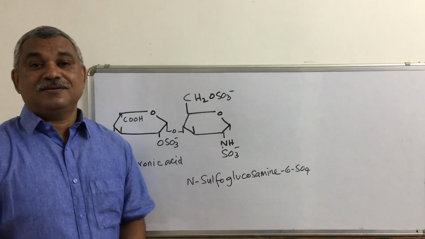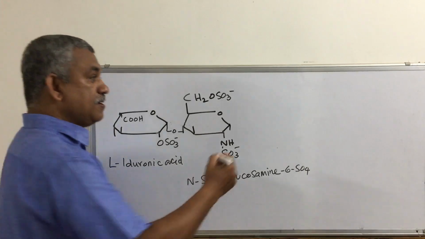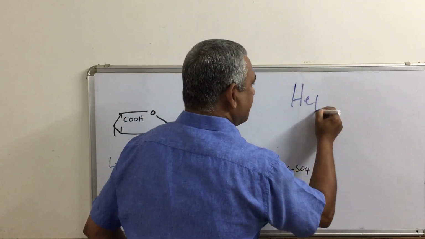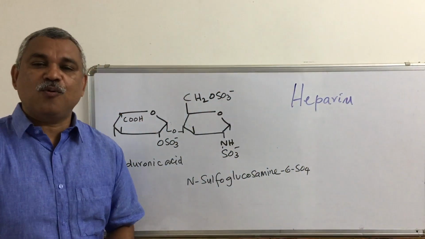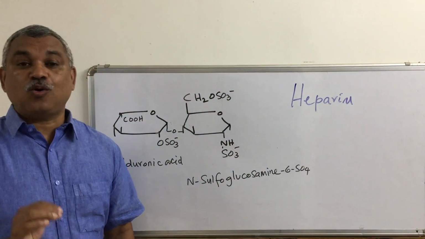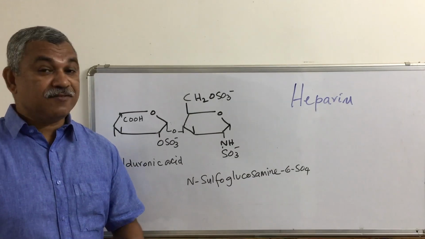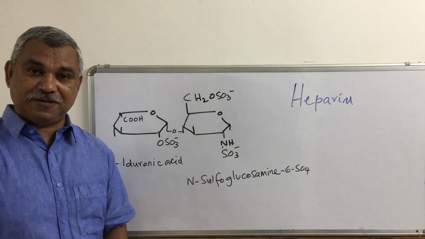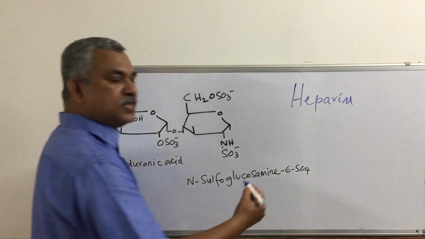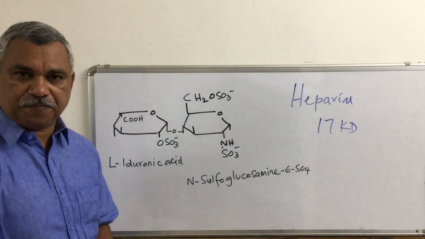In the next glycosaminoglycan we are going to look at is heparin. Heparin, as we know, is an anticoagulant which is found in blood, in liver, in lungs, in mast cells, everywhere heparin is found. This is a molecule with about 17 kilodalton as the molecular weight.